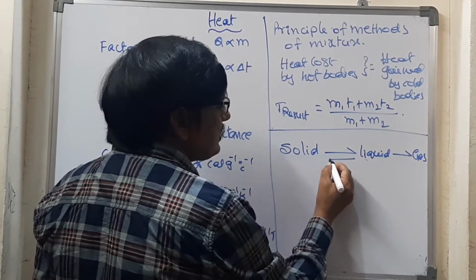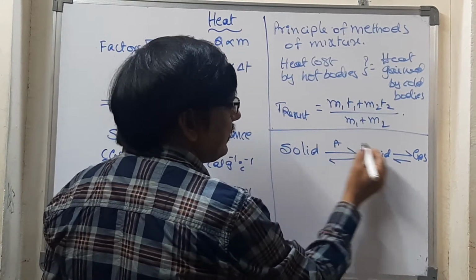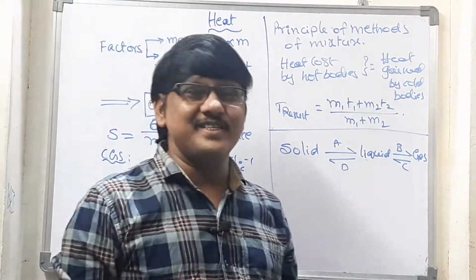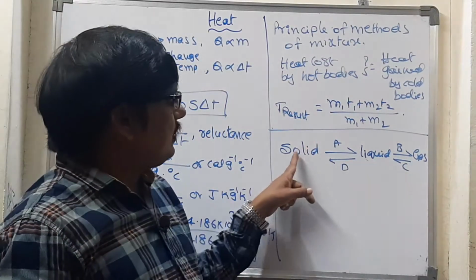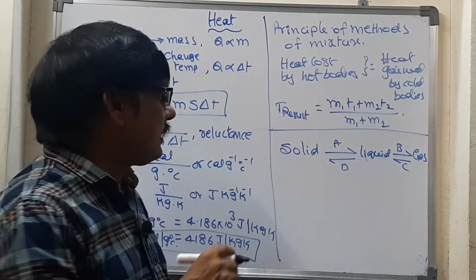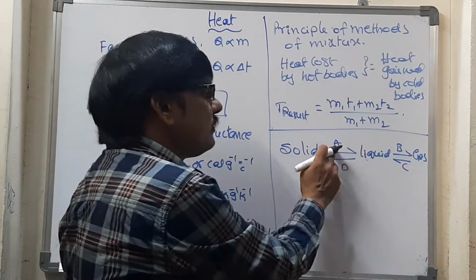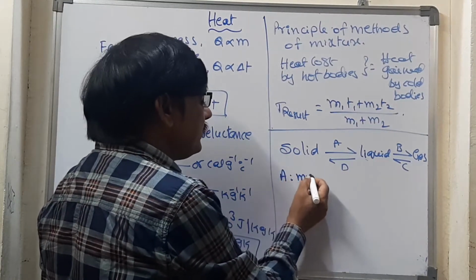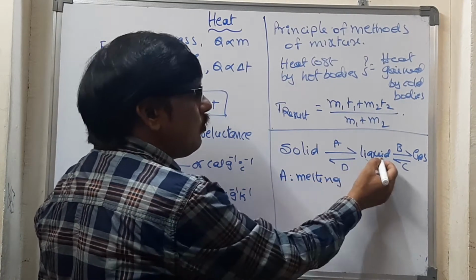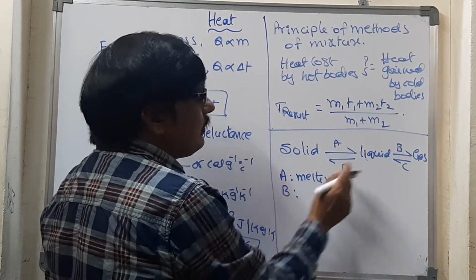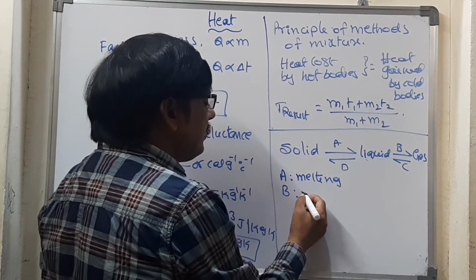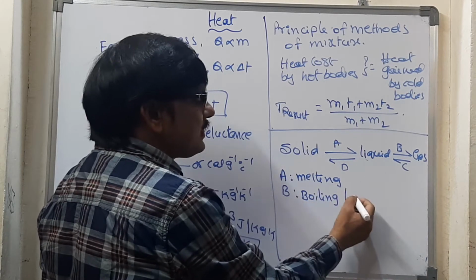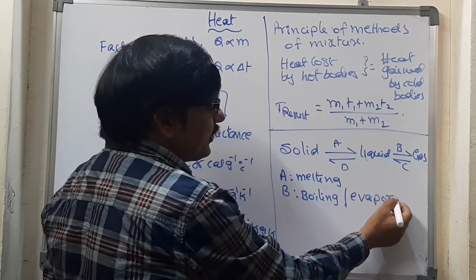Here is a question that was once asked, where A, B, C, D are given. What do we call A? The process of converting a solid state to a liquid state is called melting. A is melting. What do we call B? The process of converting liquid to gas. If it takes place by external energy, we call it boiling, and if it takes place on its own, we call it evaporation.